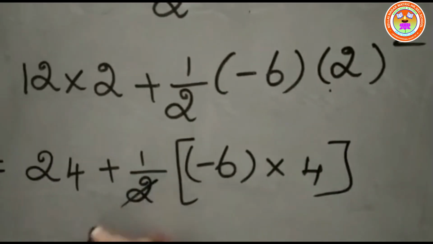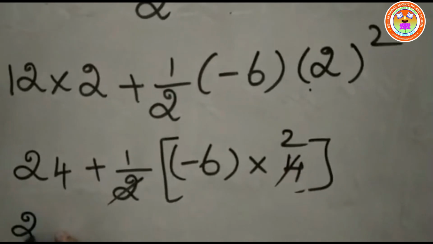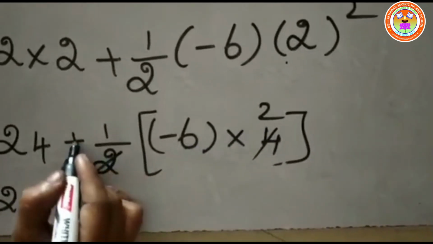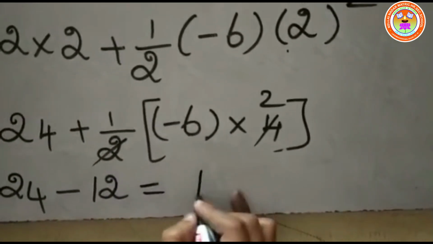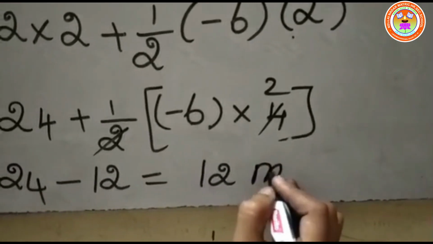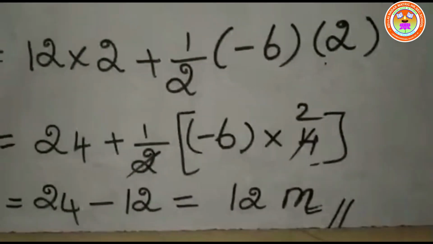Now you have to simplify. 1 2 is 2. 2 2s are 4. So what will come? That is 24, minus 6 into 2 is equal to minus 12. Plus into minus, that is 24 minus 12 is equal to 12 meter. So after the time the brake is applied, the car traveled the distance of 12 meter only.